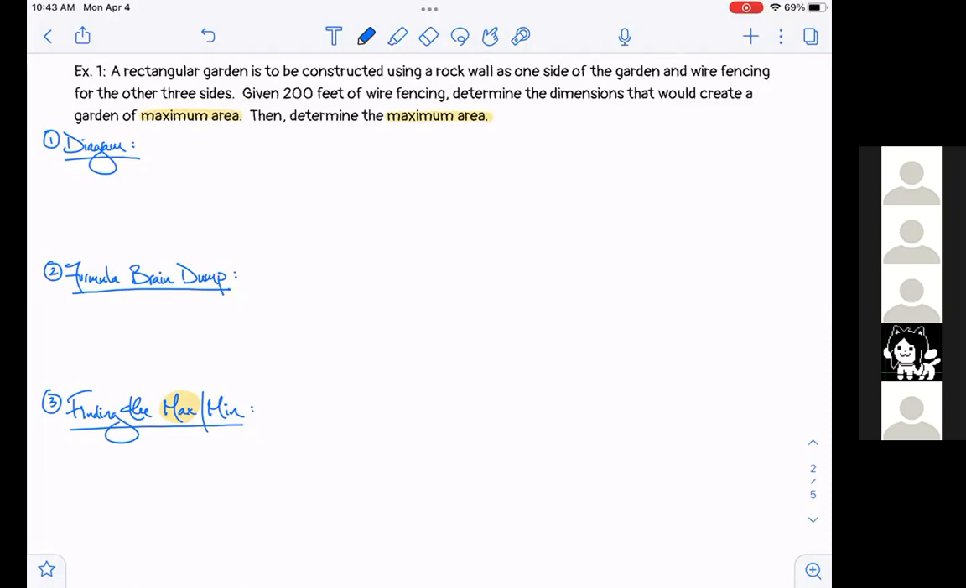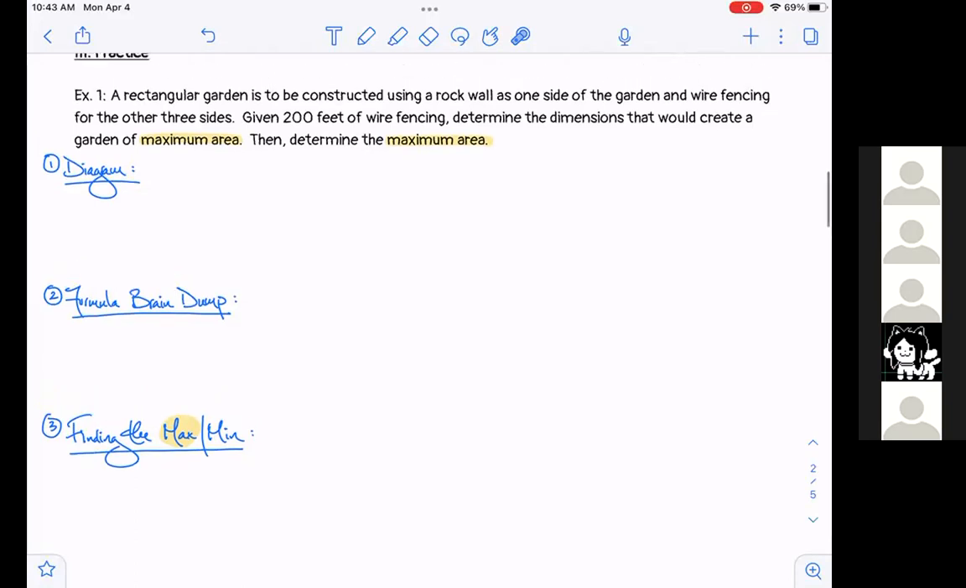Exactly, right? So the problem might say, create a garden of the largest area, create a garden that has the most area, but all of those clues would tell us that we were looking for the maximum, okay? So in this case, it's very straightforward. It says find the maximum, but sometimes we might substitute that for other words that mean the same thing, like largest or most, okay?